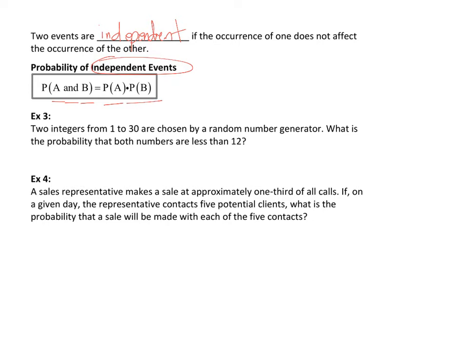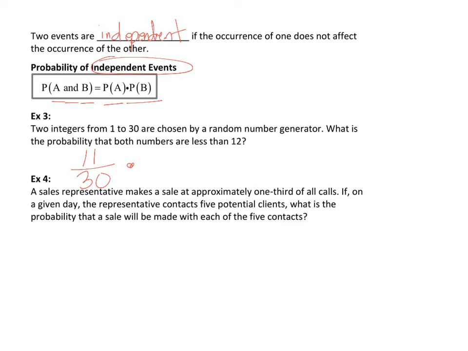Two integers from 1 to 30 are chosen by a random number generator. What is the probability that both numbers are less than 12? Well, how many numbers are there less than 12? There's 11, 1 through 11. So there's 11 numbers, and out of how many to choose from? 30.